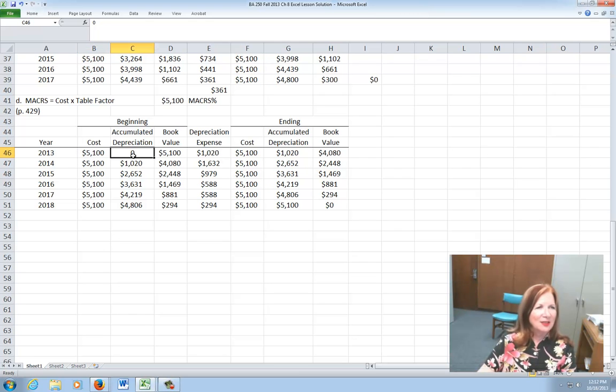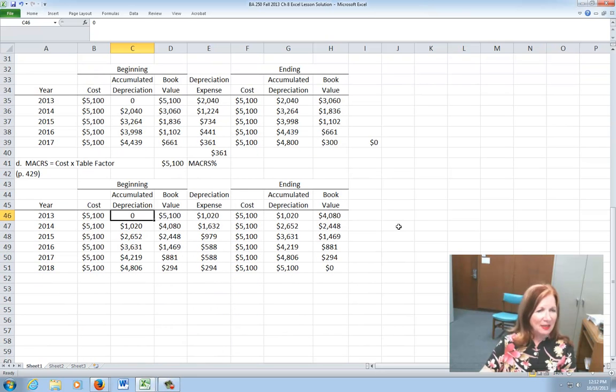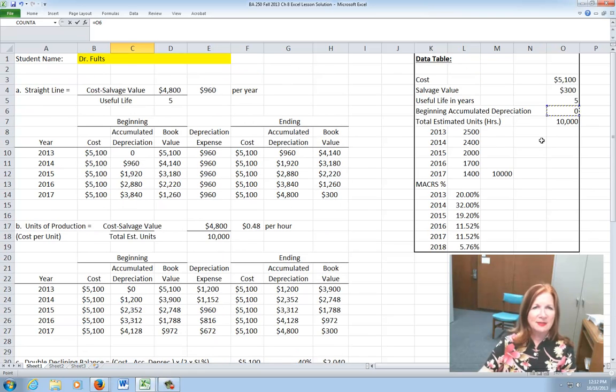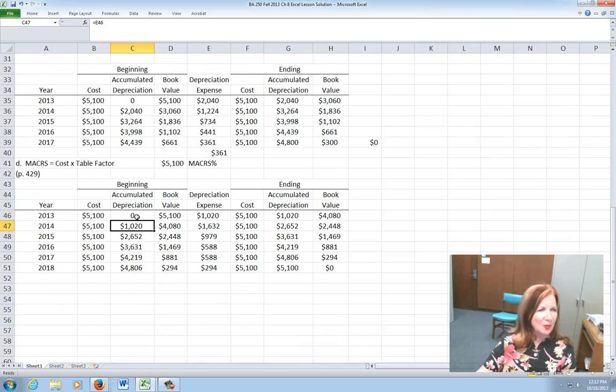The accumulated depreciation at the beginning is always equal to the beginning accumulated depreciation, so we have that one in there. The book value was 5,100, and now this is cost, which is B46. So the depreciation is going to be equal to B46. Actually, I know what I did. Sorry.